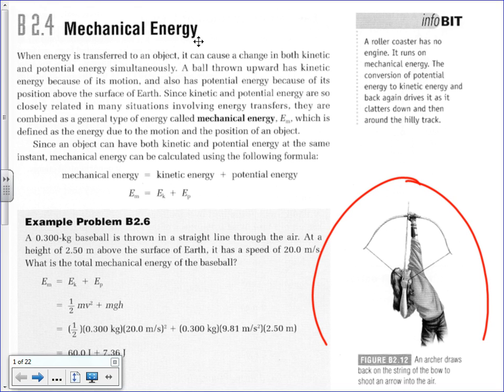Okay. All right. Because both of these types of energy, kinetic and potential, can change at the same time, and can be part of the total energy of an object, we call that total energy mechanical energy. Right? So mechanical energy is always, always the sum of the potential energies and kinetic energies of the object.